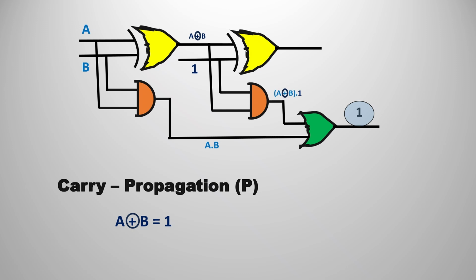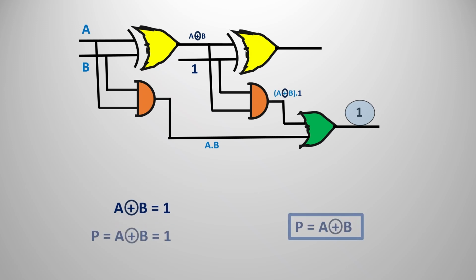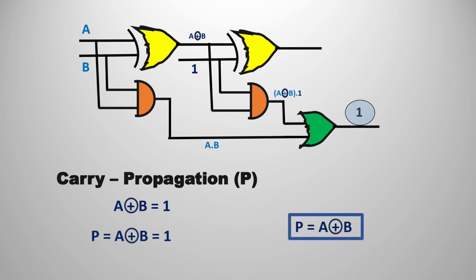So for the carry to be 1, the final thing, that is A XOR B, should be 1. When both A and B are opposite, that is known as carry propagation, because if A XOR B is 1, then the whole output of the carry would be 1. So this A XOR B replicates the whole output, and it is known as carry propagation. You can consider that P is equal to A XOR B. P is also known as the carry propagation.